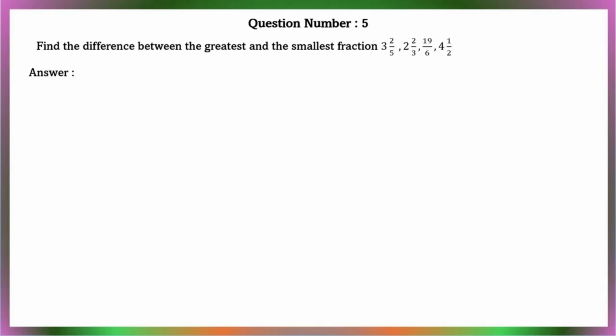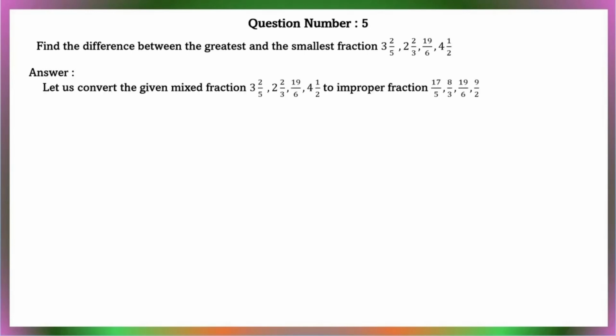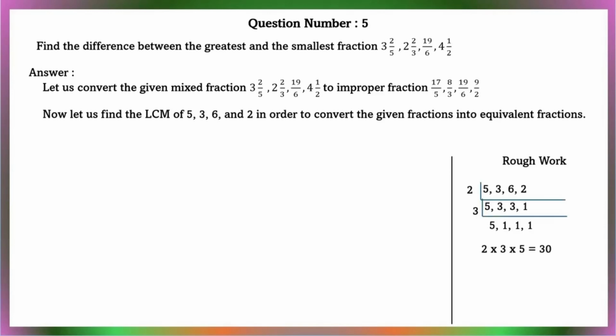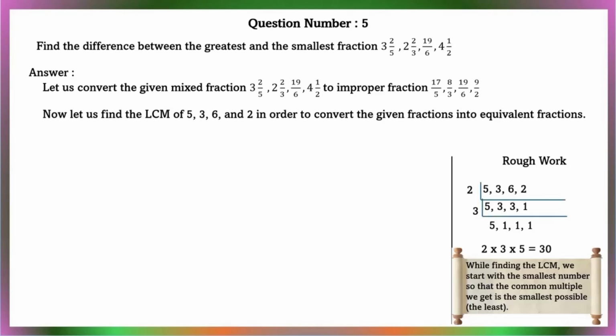Question 5. Find the difference between the greatest and smallest fraction. Let us convert all of these fractions from mixed fraction to improper fractions. Now let us find the LCM of 5, 3, 6 and 2, that is basically the denominators, in order to convert the given fractions into equivalent fractions. While finding the LCM, we start with the smallest number so that the common multiple we get is the smallest possible.